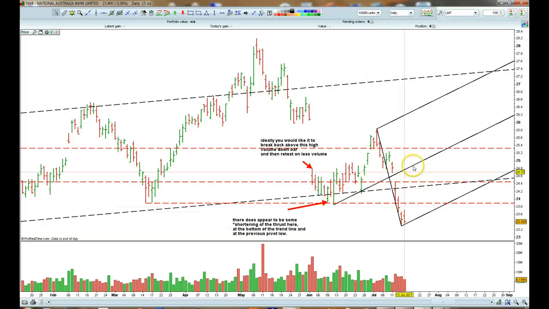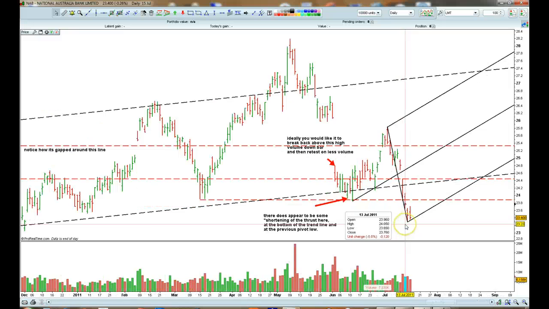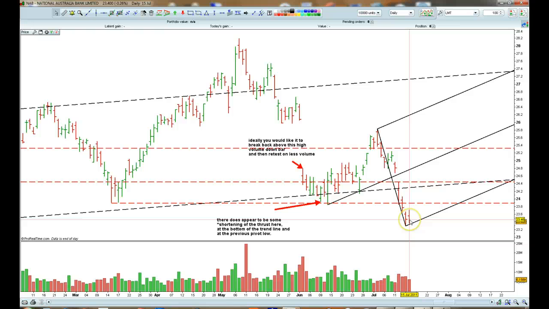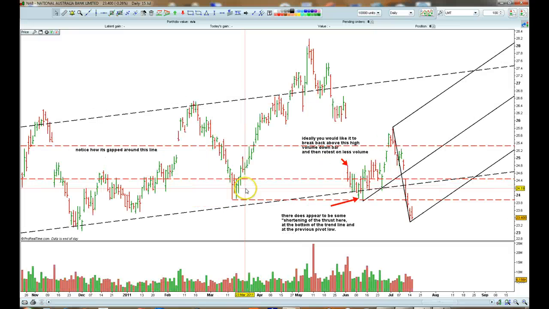This median line has caught this pivot low here and caught this gap here, so maybe, but you'd have to be looking for short trades now. Any weak bars coming into these resistance areas, you'd be considering short trades. There's certainly no good long-term long entries there unless you're scalping on the intraday. So anyway, that's the NAB.